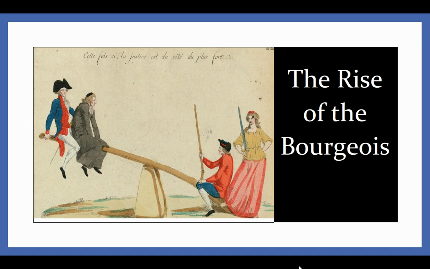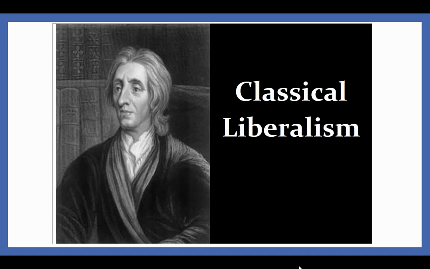Now, the Enlightenment found a very, very surprising and very strong ally in the middle class, known as the bourgeoisie. And they are going to become the leadership of it. They're going to believe in the ideas of John Locke, Montesquieu, Voltaire, and Rousseau in a body called classical liberalism.